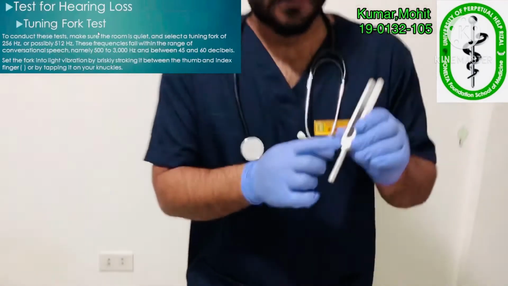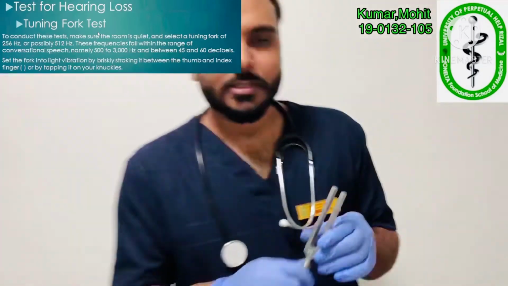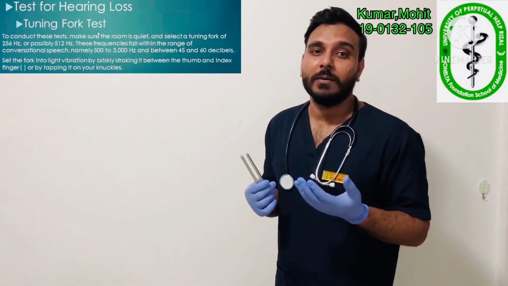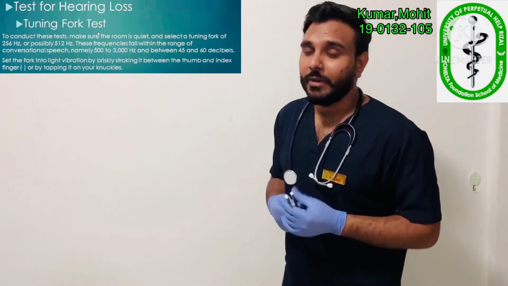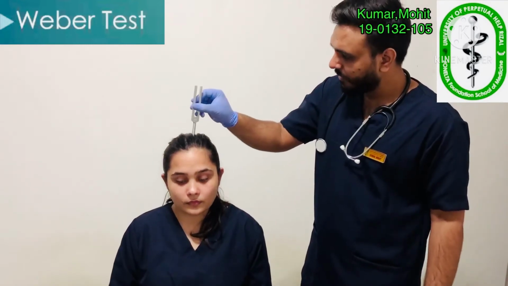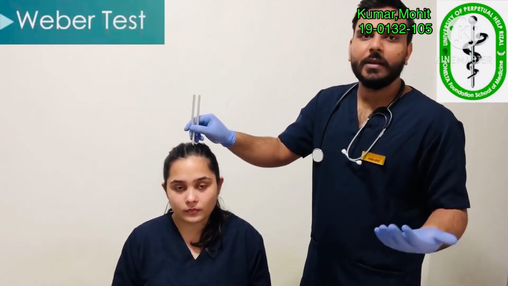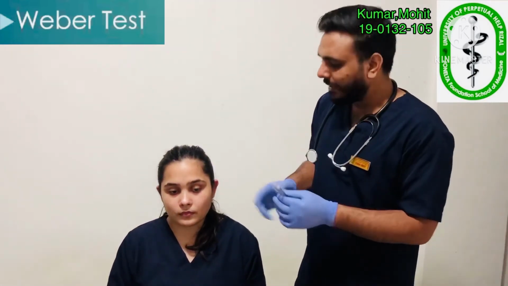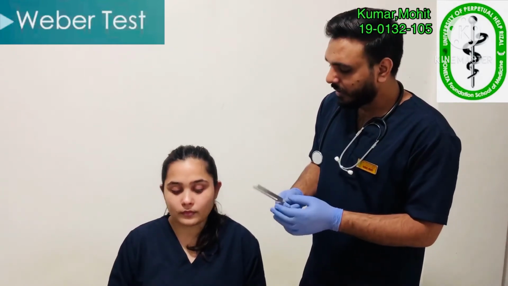This tuning fork is a 512 hertz tuning fork. This is the best tuning fork for the Weber test and the Rinne test for air conduction hearing. So we are going to do this with our patient. I'll strike this tuning fork and put it here in the middle of your head, at the medial side, or we can put it on the middle of the forehead. The choice is yours. You have to tell me whether you can hear it properly from both ears, or louder from one ear, or lower from the second ear.